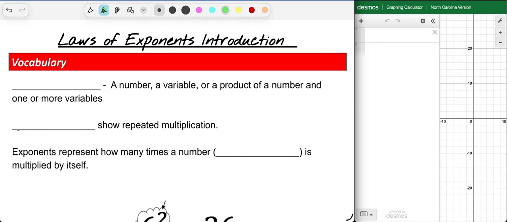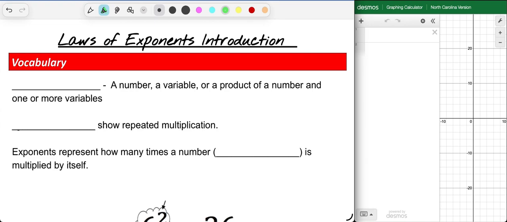All right, class. So in today's lesson, we're going to be looking at the laws of exponents. More so, it's just the introduction about the laws. And with that introduction, we got some vocabulary, and we're going to go over each one of the laws to make sure that we have an example of what the problems will look like. Okay. So let's start with the vocabulary.